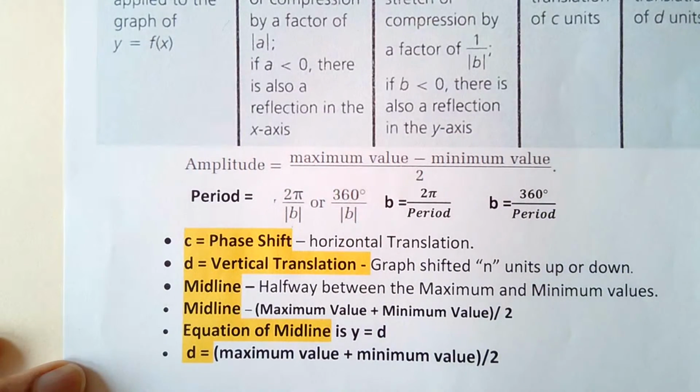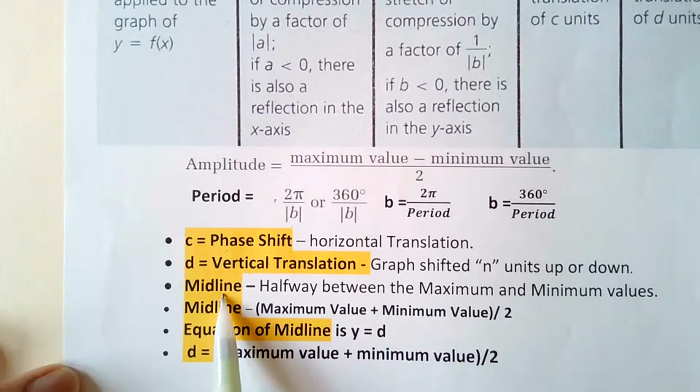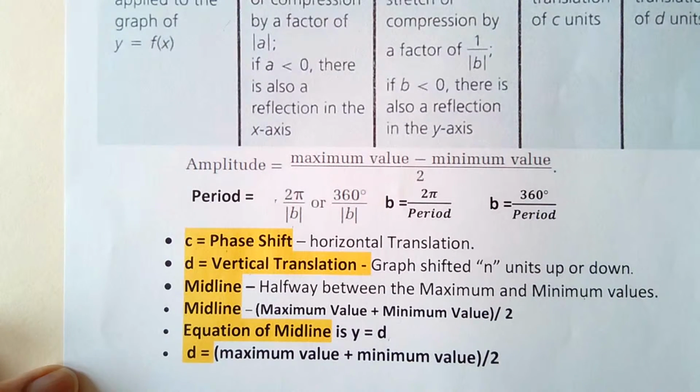We have vertical stretch, horizontal shift, which we call phase shift, and vertical shift. The midline, which is new, is halfway between the maximum and minimum values. And the equation of the midline is y equals d. So if we know d, then we know the equation of the midline. And d is the maximum value plus the minimum value divided by 2.